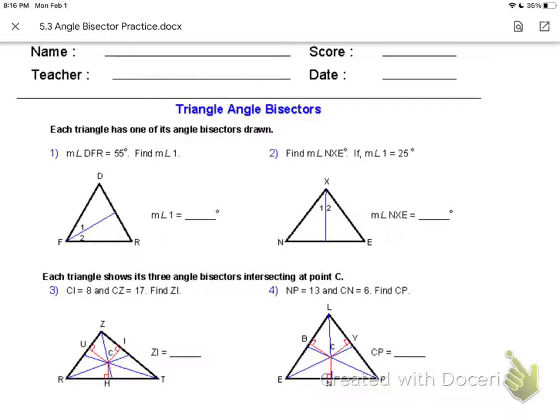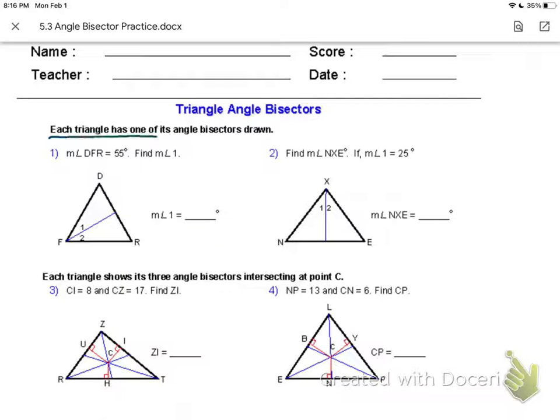Okay, so in this video, we're going to go over the triangle angle bisectors. So this would have been an in-class activity, but I'm going to do this kind of with you. So follow along and see if you can think ahead to figure out what the answer is before I tell you.